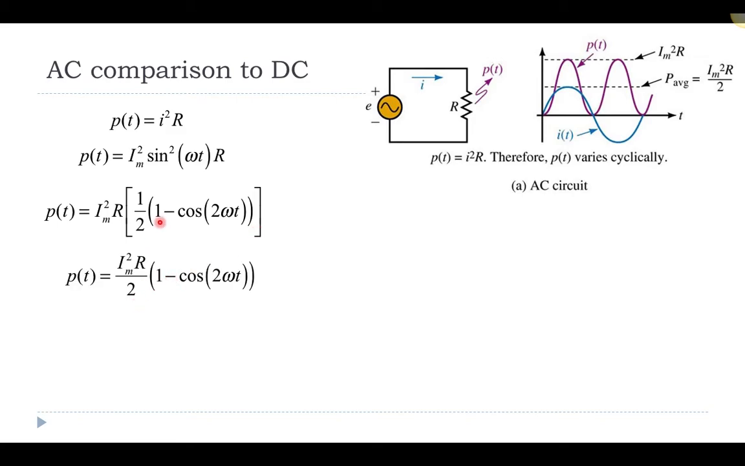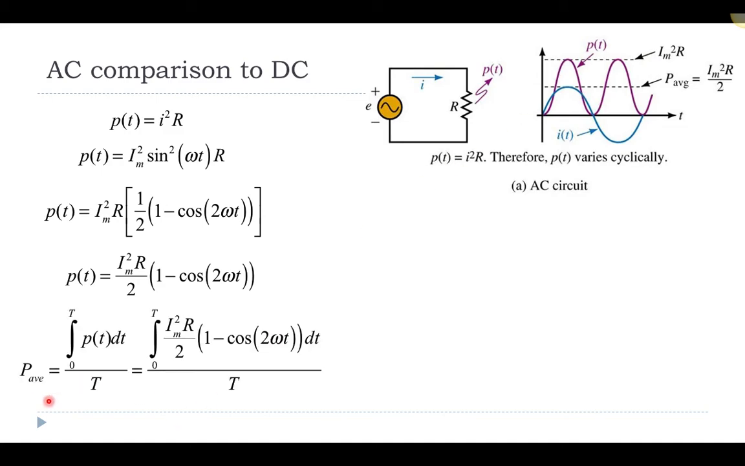So I can write that, pulling the 2 out front: it's the maximum current squared times the resistance over 2, and then 1 minus cosine of 2 times the angle. So now I have something that I want to integrate over 1 cycle to calculate this average, and then I can figure out what the average power is. So my average power is just the integral of this function, which is my power function I've plugged in, over 1 period.